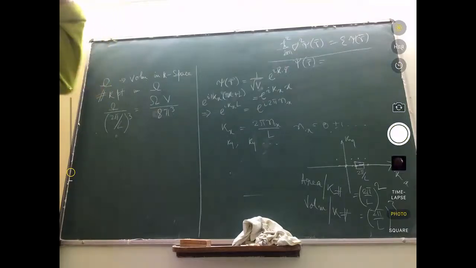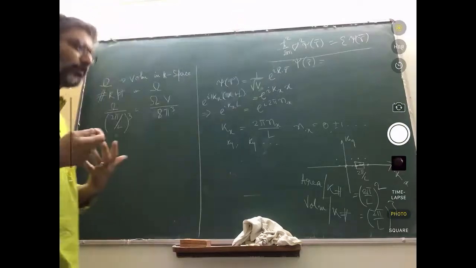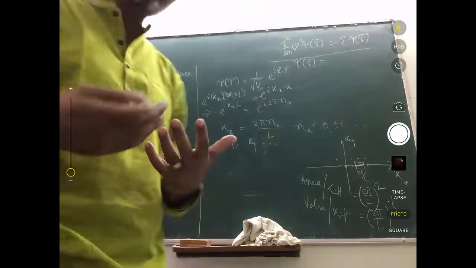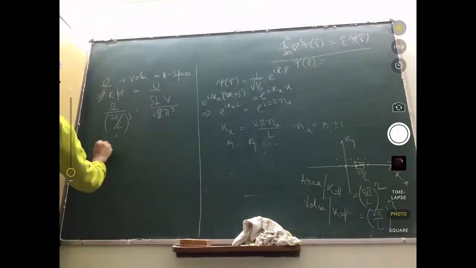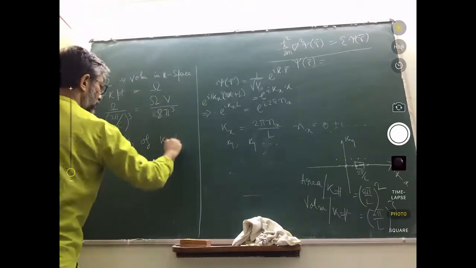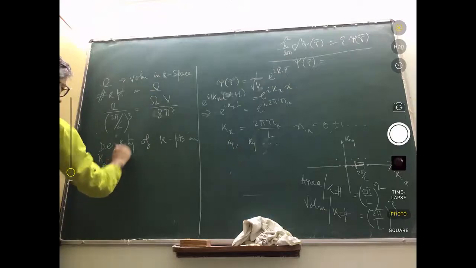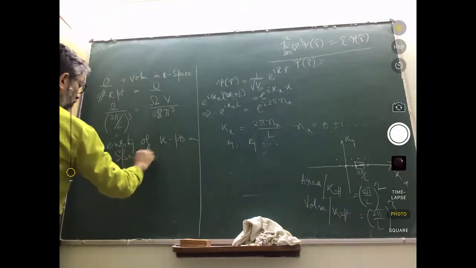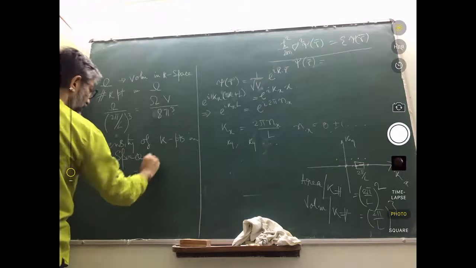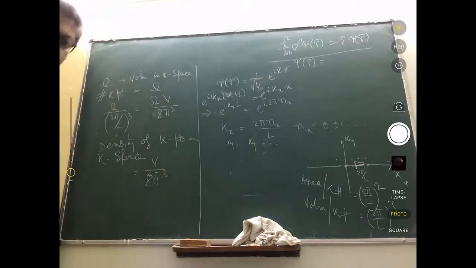That's the number of k points in a volume omega in the k space. So the density of k points in k space, that is the number of k points per unit volume of k space, will just be this divided by omega. So this is V over 8 pi cubed.